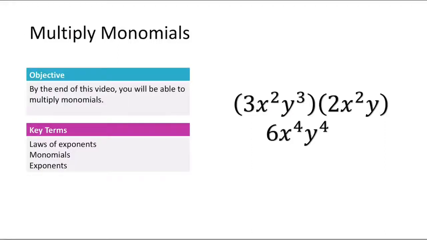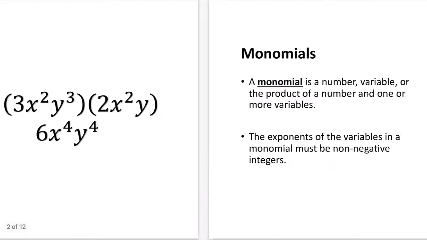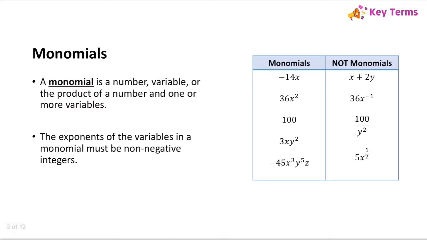So in this video, we're going to talk about how to multiply monomials. Monomials, remember, are numbers, variables, or the product of a number and one or more variables. The exponents of the variables in a monomial must be non-negative integers.